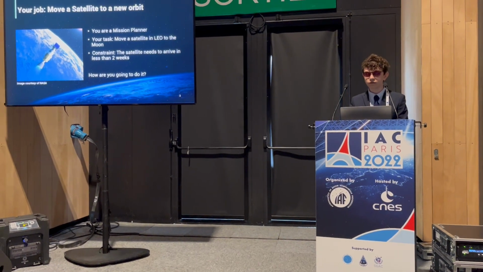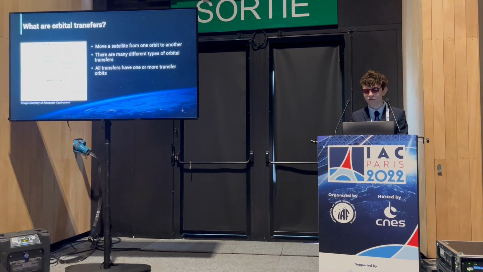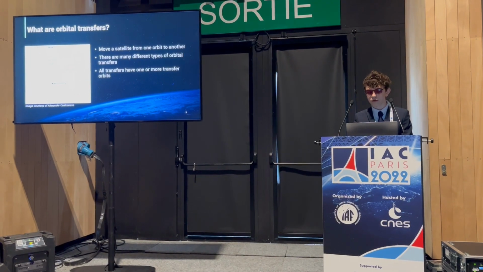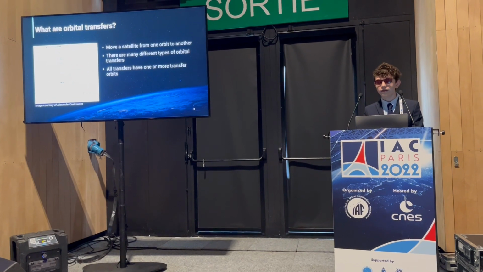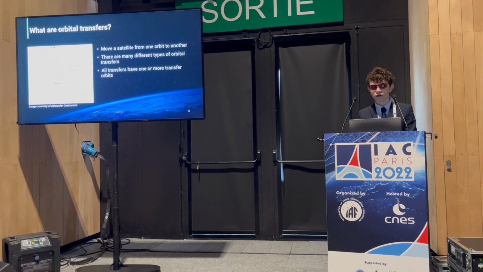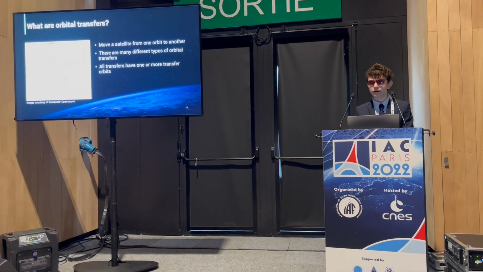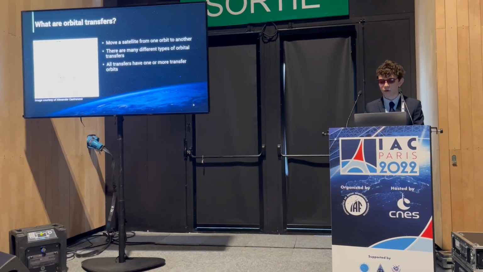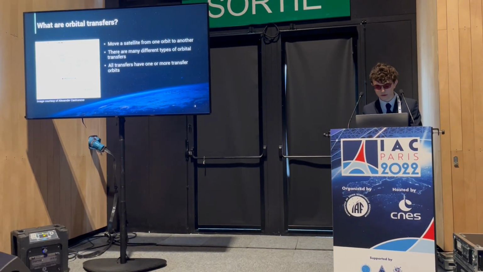Well, it's likely you're going to use something called an orbital transfer. Orbital transfers allow a satellite to move from one orbit to another. There are many different types of orbital transfers. All of the orbital transfers between two circular orbits have at least 2 engine burns and 1 transfer ellipse. An orbital transfer works by, at these engine burns, applying specific mechanical energy to an orbit to increase the orbit altitude.